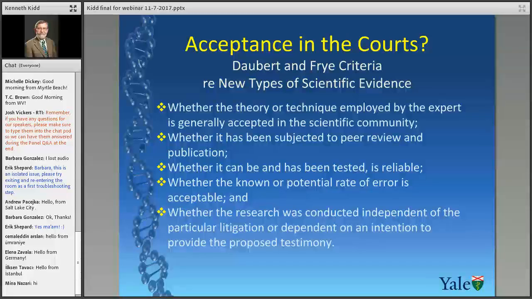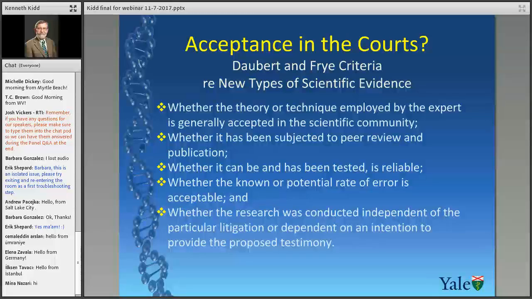Let me close by talking about acceptance in the court. Will microhaplotypes meet the Daubert and Frye criteria, depending upon the jurisdiction, related to new types of scientific evidence?